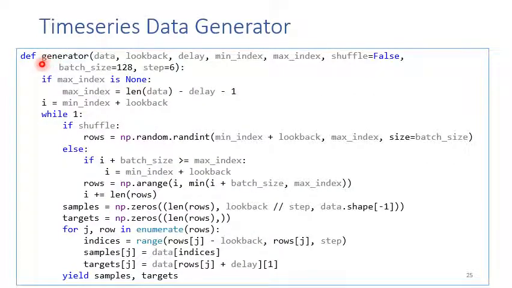Here's the code of the generator. First, we check the max index and the min index. Then we loop through all the time series data. If shuffle, then we will randomly shuffle the data. Otherwise, we will subsample the data based on the look back period divided by the step. And then we will subsample the targets.